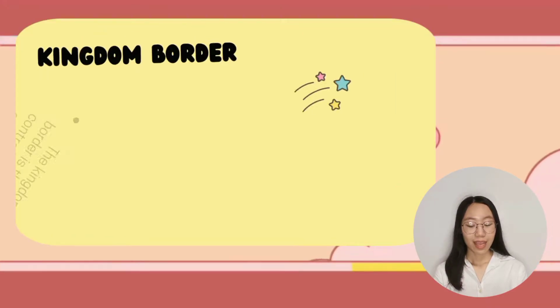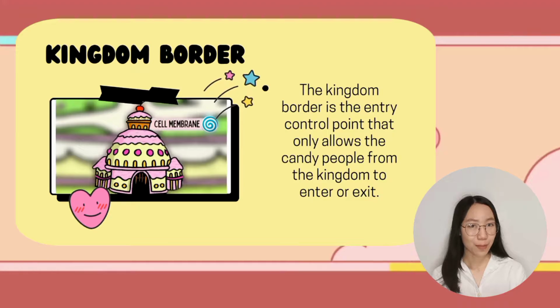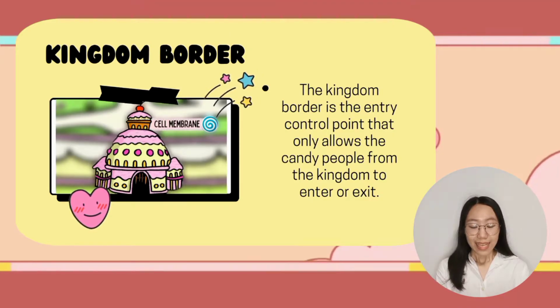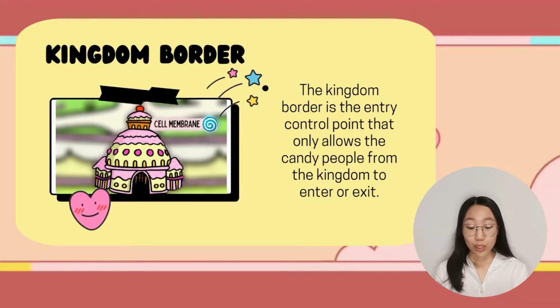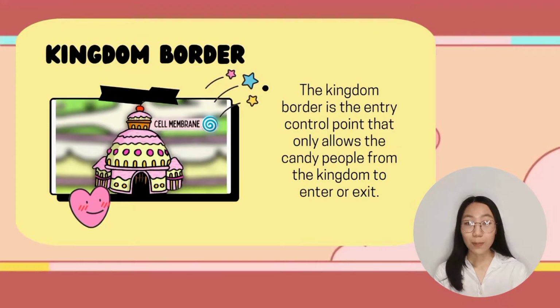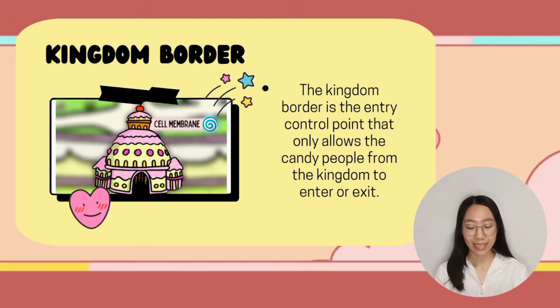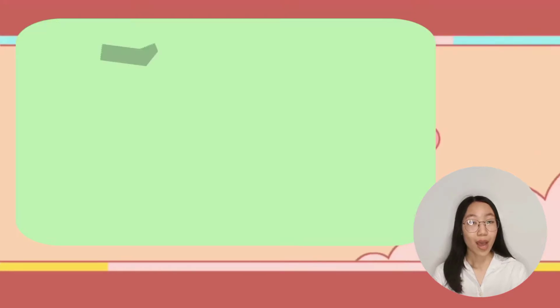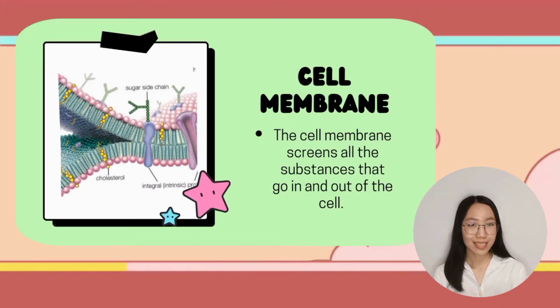Next, the kingdom border is like the cell membrane because it is the entry control point which only allows the candy people from the kingdom to enter and exit, which is similar to how the cell membrane screens all the substances that go in and out of the cell.